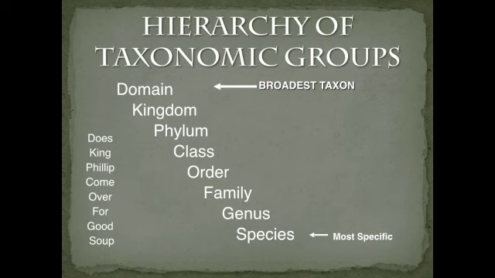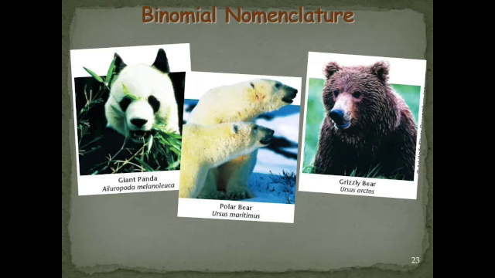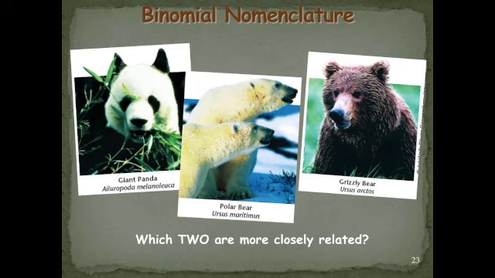I'm going to have you guys try that on Monday. We're going to review with binomial nomenclature. Which two are more closely related? Look at the genus and species name. You can see that the polar bear has the genus Ursus, and so does the grizzly bear. So therefore, they are going to be more closely related. So these are the scientific names, okay? And let's talk a little bit about the scientific name, and then we'll call it quits for today.